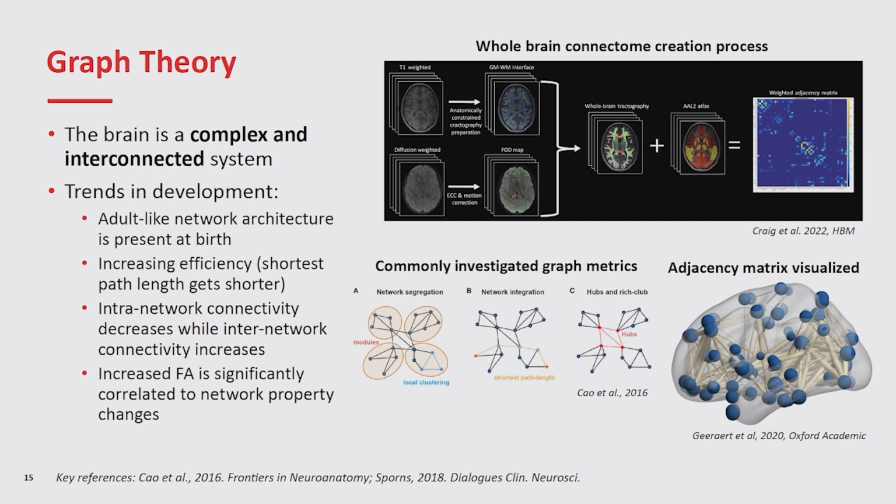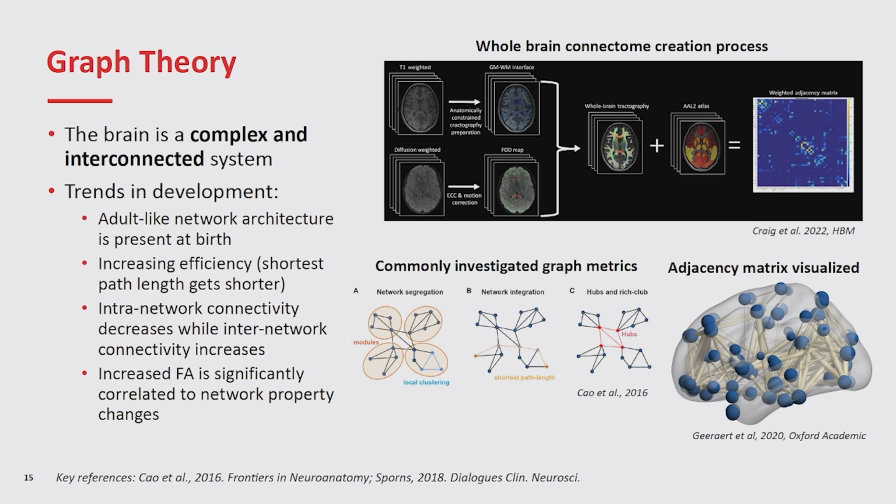Our brains are typically arranged in a small world network architecture where we have nicely interconnected networks that are connected between each other by these hubs or rich club regions. Through connectome-based analysis, we know that architecture is present at birth and it refines into adulthood through things like increasing efficiency. So the paths between regions tend to get shorter, and connections within networks tend to become more clustered, while connections between networks tend to become less clustered or trimmed over time, and the reliance on those hubs connecting our networks increases as those hubs become more interconnected as well.